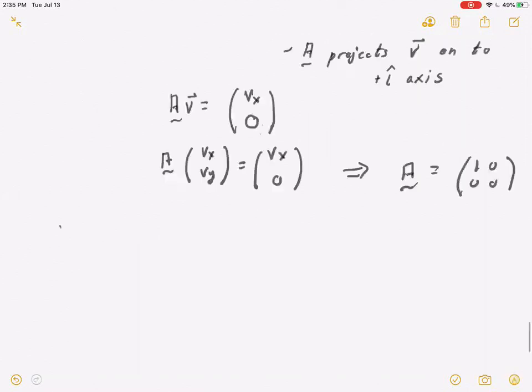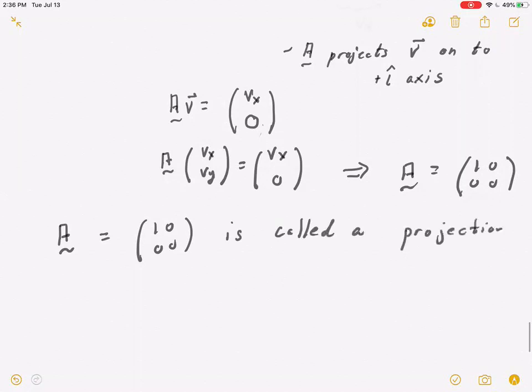This matrix A has a name. It's named after what it does when it acts on a vector V. This matrix we'll call a projection matrix. And what it does is it projects V onto the x-axis, but I have to be very careful because there are two directions. There's a positive direction and a negative direction. So it projects it onto the positive x-axis.